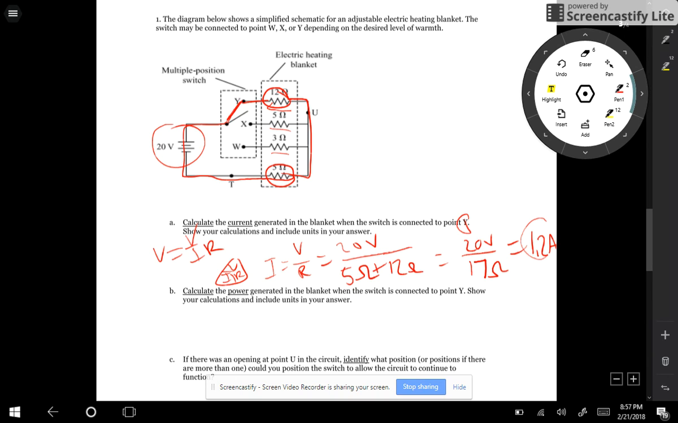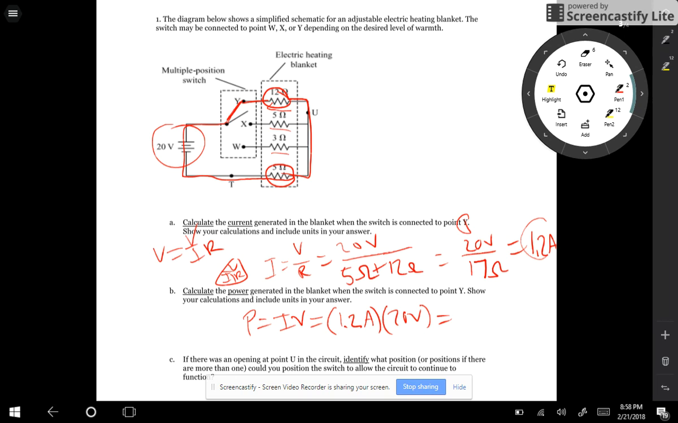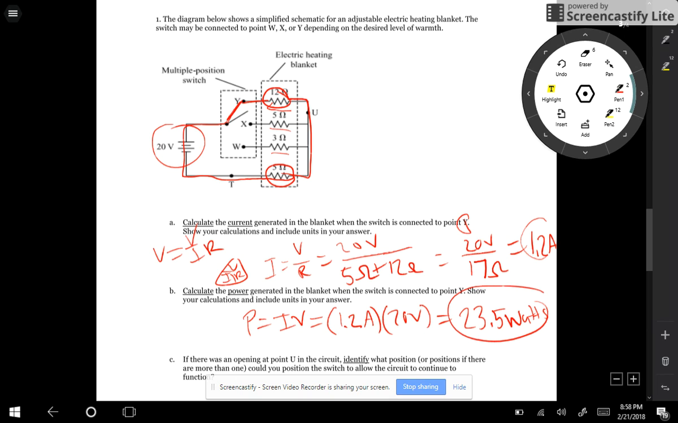Now calculate the power generated. So we have our formula for power that we've seen earlier. We know the current because we just found it in part A. That's why it was important to get part A. And we know the voltage, 20 volts. So we just multiply, and you should get about 23 and a half or so. And the unit is watts. Remember those units so you don't lose points.